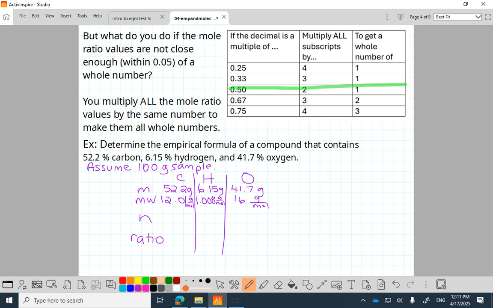Okay, so 52.2 divided by 12.01, 4.346. 6.15 divided by 1.008, 6.101. 41.7 divided by 16 is 2.06.